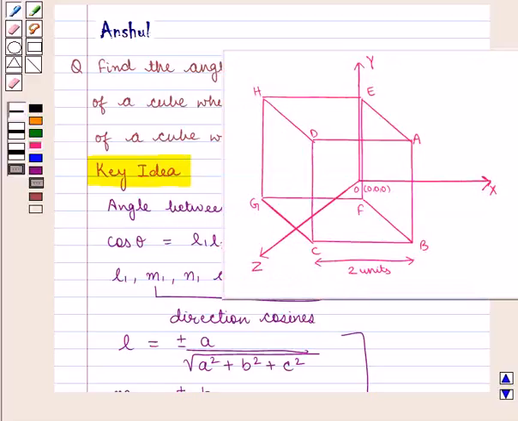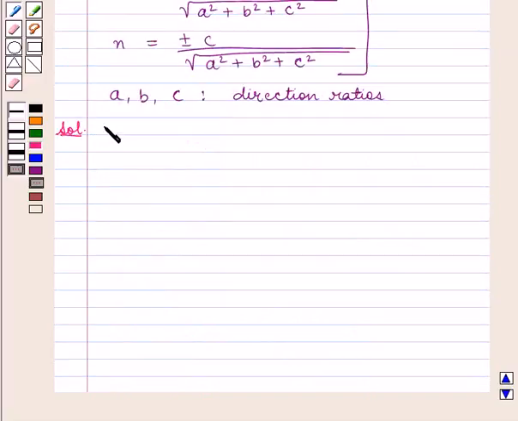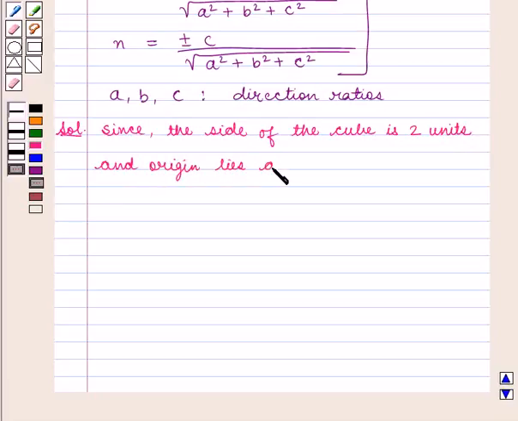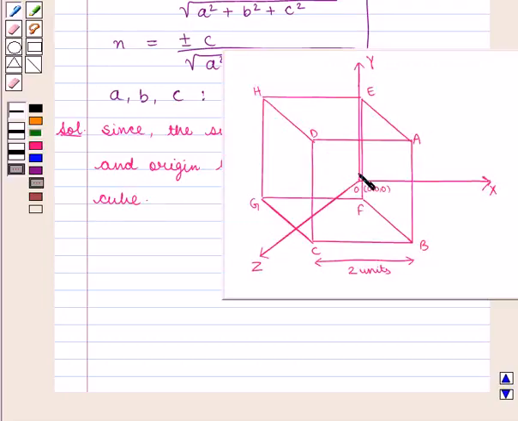Now, we are given a cube ABCDEFGH such that the side of the cube is 2 units and the origin lies at the center of the cube. Since the side of the cube is 2 units and the origin lies at the center of the cube, taking O as center, the origin divides the side of the cube into two equal halves, that is, 1 unit each.